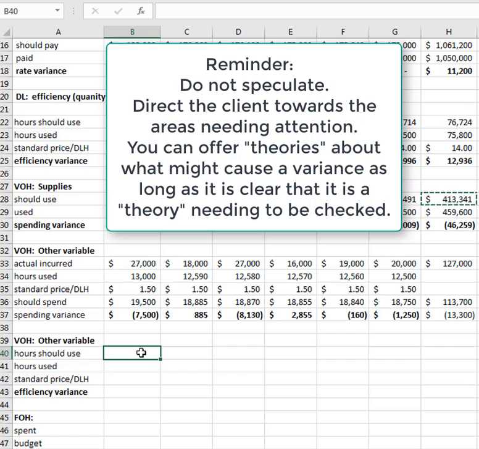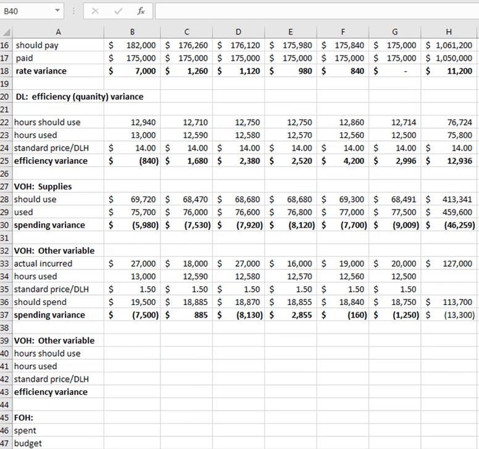You don't have to speculate, by the way. These variances tell you the questions to ask. They don't tell you the answers to the questions. They help you to direct your client's attention towards what needs investigation. So that was the spending variance portion of the variable overhead.